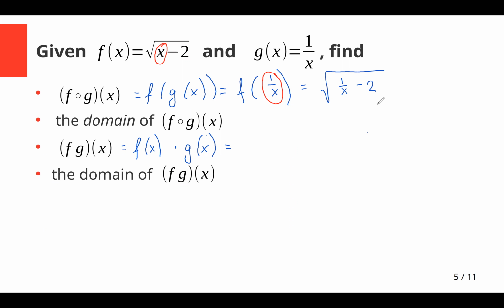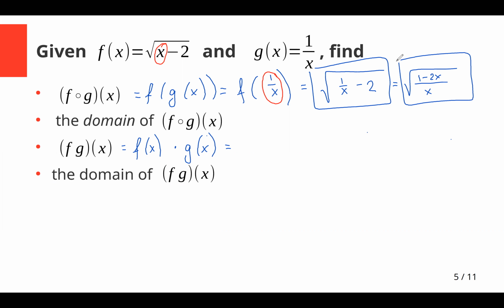We can continue working on it. For example, we could rewrite it with the denominator X and say here 1 minus 2X. That's not a big deal, but we could stop here. So it doesn't matter that much, right? This one is good enough.